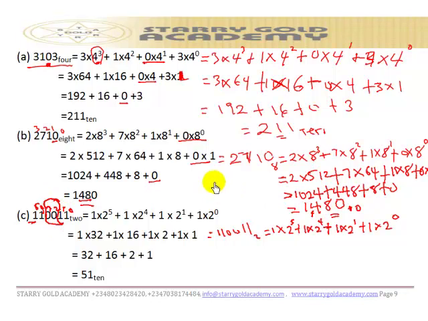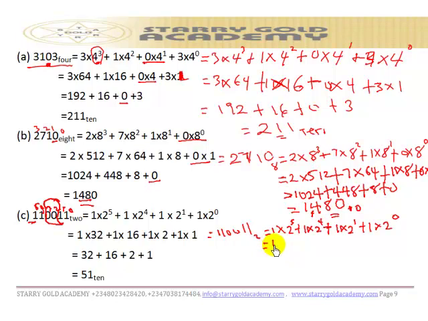So that is why I have 5, 4, 1, 0 as my powers. 1 times 2 raised power 5 plus 1 times 2 raised power 4 plus 1 times 2 raised power 1 plus 1 times 2 raised power 0. So let's proceed.